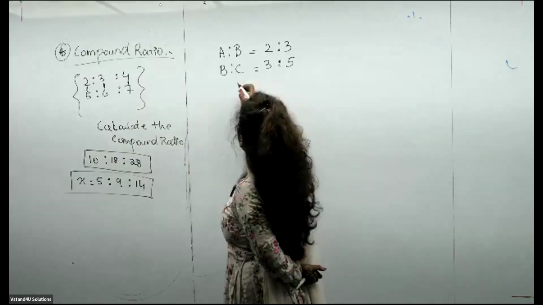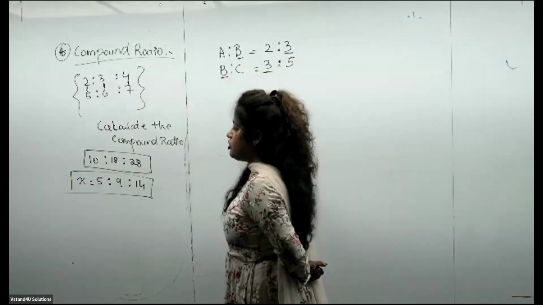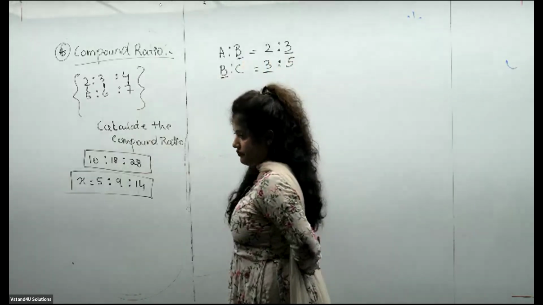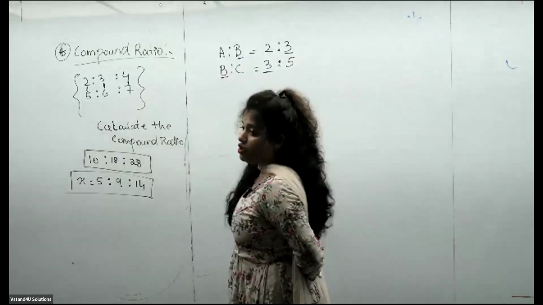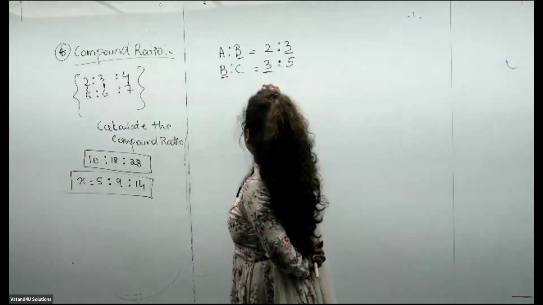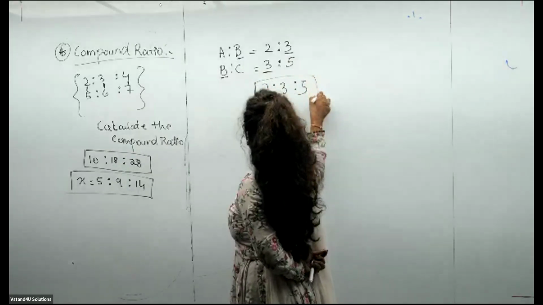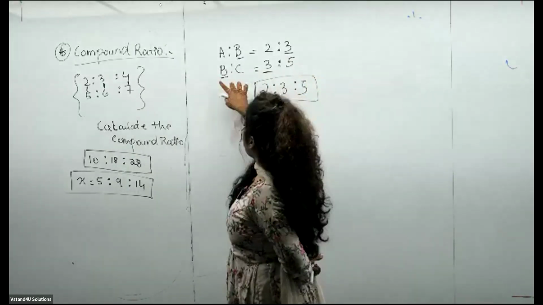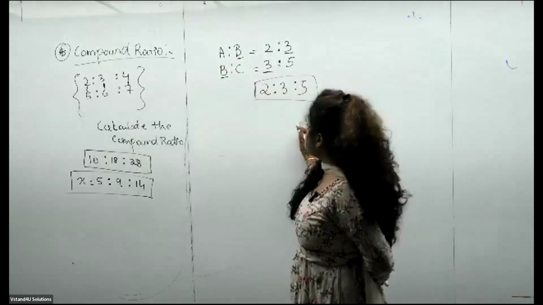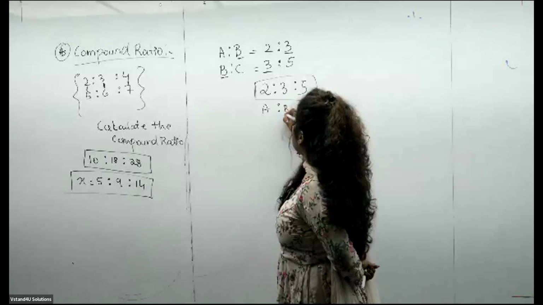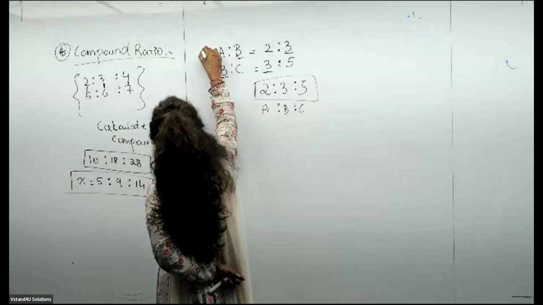So can you people observe something? The B value here, both are the same. So what will you do at this time? It is nothing but 2:3:5. Clear? Done? Okay, ma'am. Here the B values were equal, so I wrote 2:3:5. That is, I got the ratio of A:B:C.